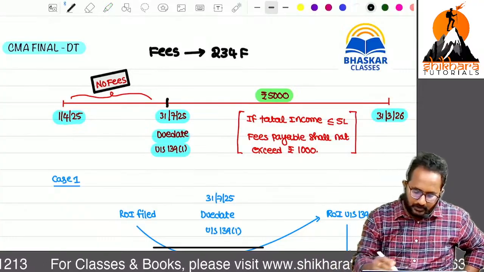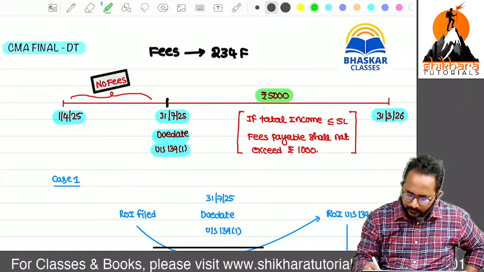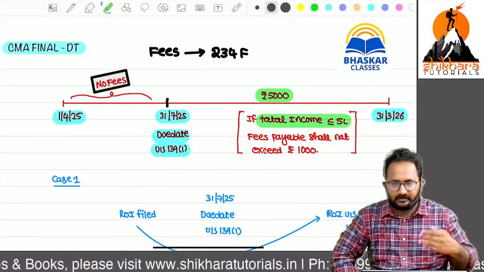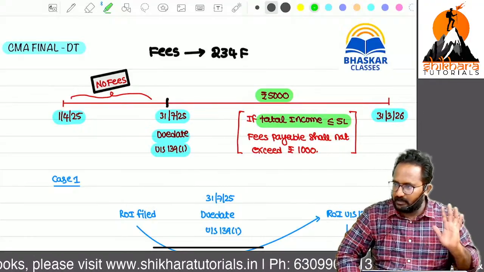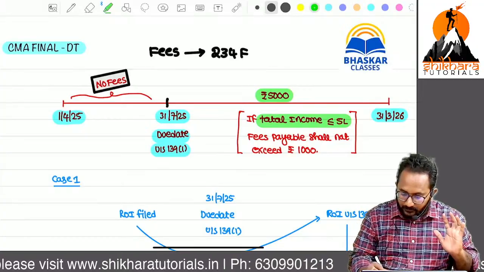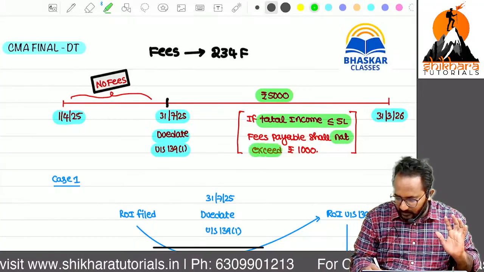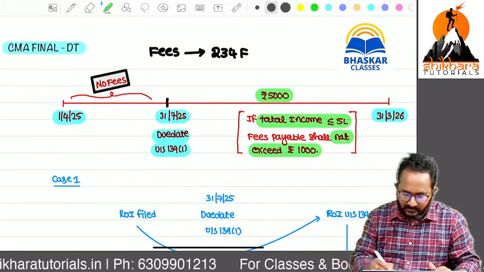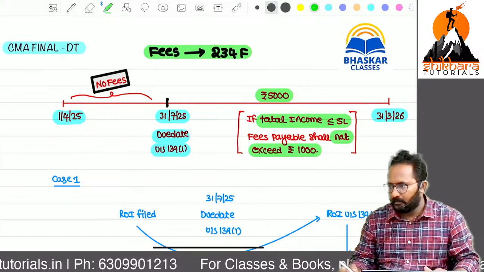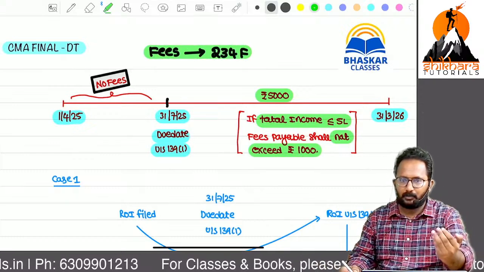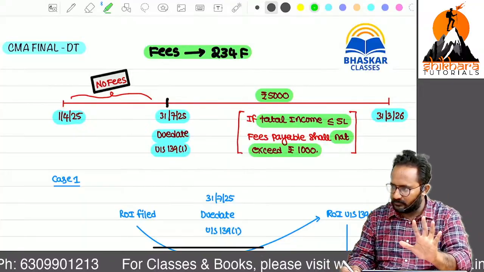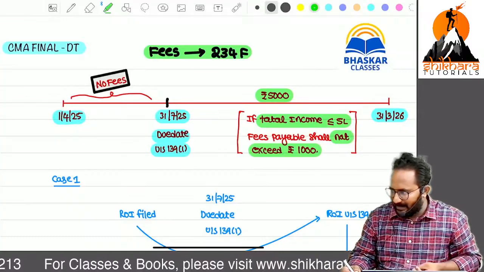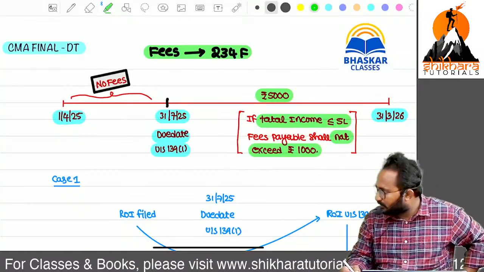But if that assessee's total income does not exceed how much amount? 5 lakh. Does not exceed means 5 lakh, okay; less than 5 lakh is also okay. Fees payable shall not exceed how much? 1,000. This is a repeated MCQ from past examinations, section 234F. If they are not mentioning anything about the total income, fees will be 5,000. If the total income given is less than or equal to 5 lakh, on that occasion the fees will be 1,000.